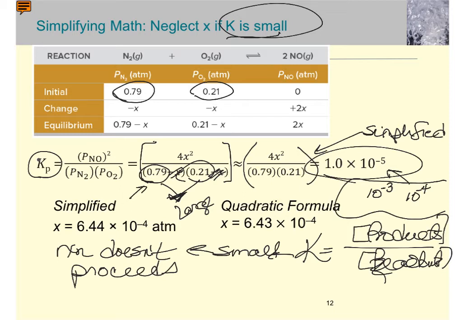Now, it's worth pointing out at this point, clearly you can't neglect the x in the numerator because then you have no problem to work out, right? There's nothing this x is subtracted or added to, so it's going to be important no matter what its value is. And you can see that by neglecting x, we got a value very close to the value that we got from the quadratic. So, yeah, very small difference.